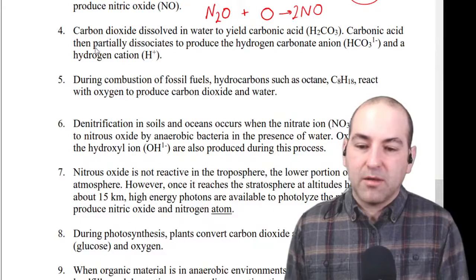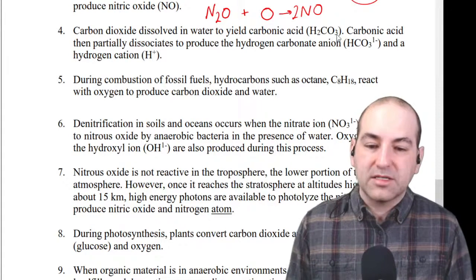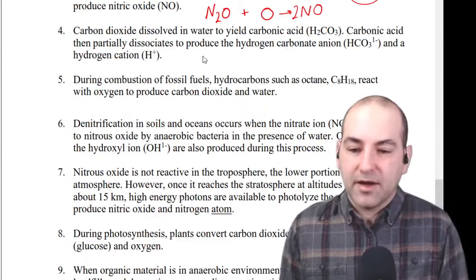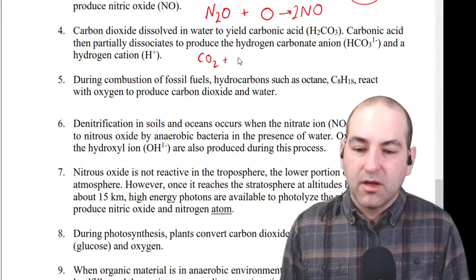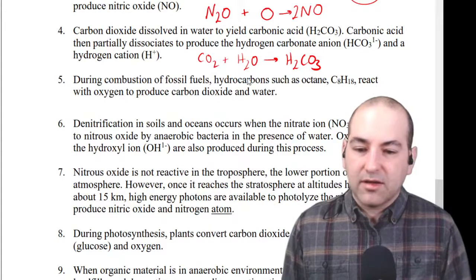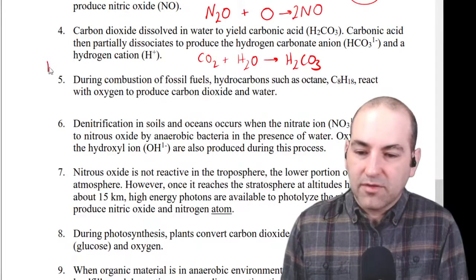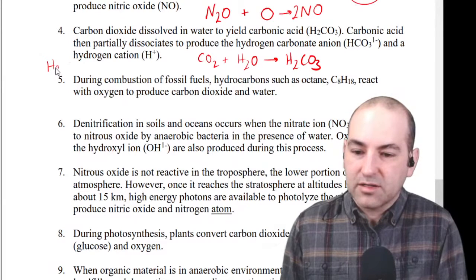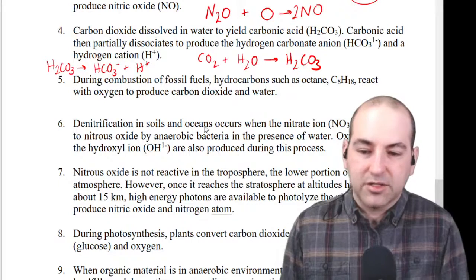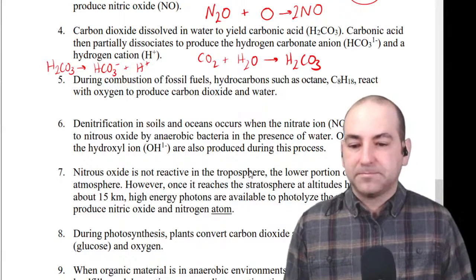There's two things happening. Carbon dioxide is dissolving in water to get carbonic acid, and then carbonic acid partially dissociates to produce these other things. So you have carbon dioxide, CO2, and water yields carbonic acid. And then separately, I'll just do it over here because I don't have much room. You have another reaction here that is carbonic acid dissociates to produce hydrogen carbonate and hydrogen. Right, so two separate processes there.